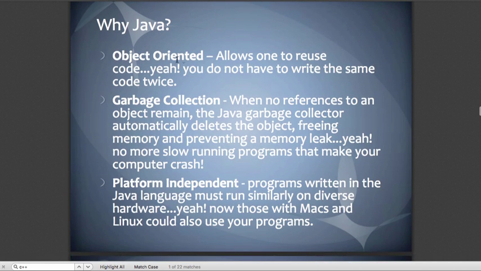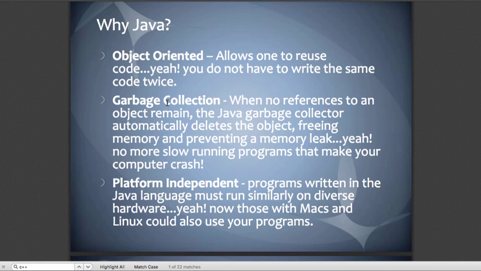Why choose Java over all those other programming languages? Java is object-oriented, which means it allows one to reuse code. You don't have to write the same code twice. It was built on an object-oriented design idea, and everything in Java is an object or a class.